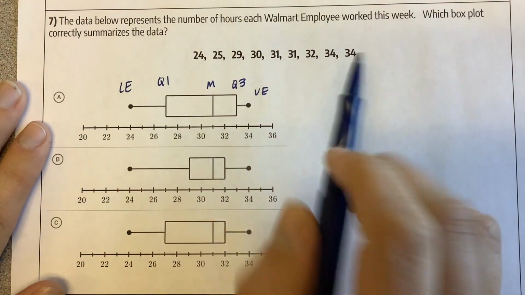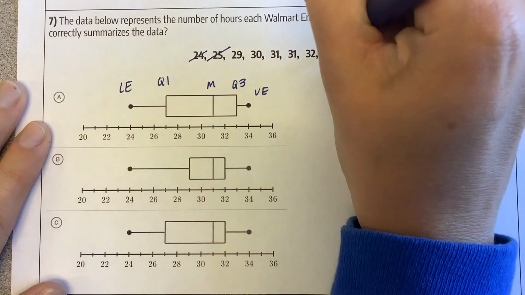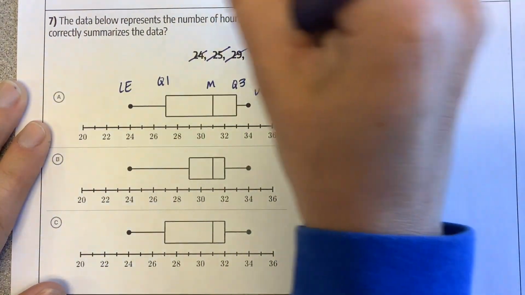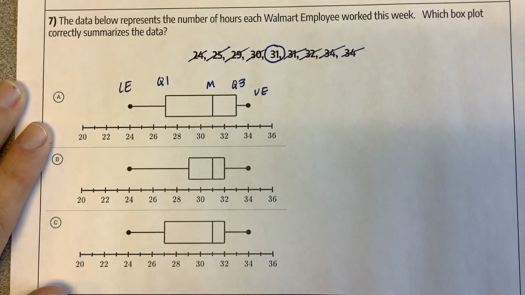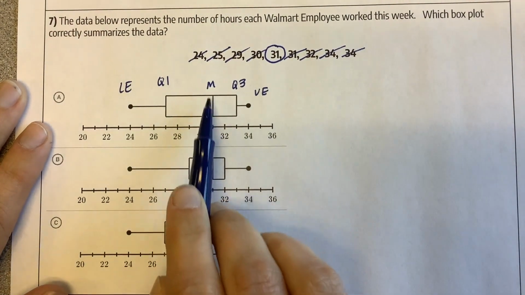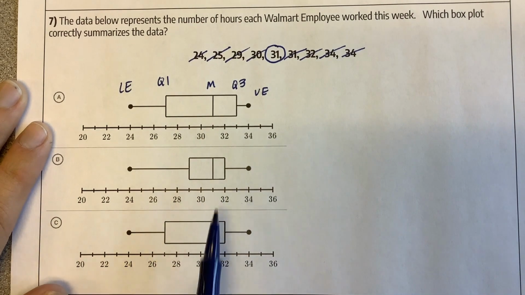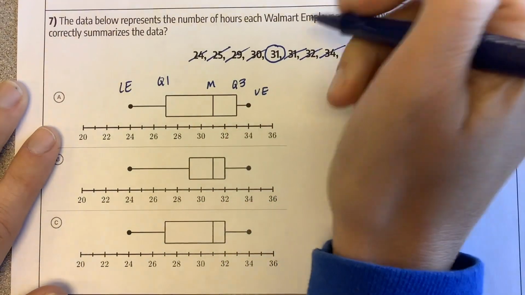So it's in order from least to greatest, crossing off lowest, highest, lowest, highest, lowest, highest, lowest, highest. It gives us a median value of 31. Well, that has a median of 31, that has a median of 31, so does that one. Let's find the next values.